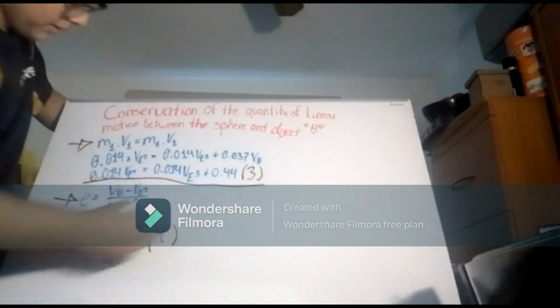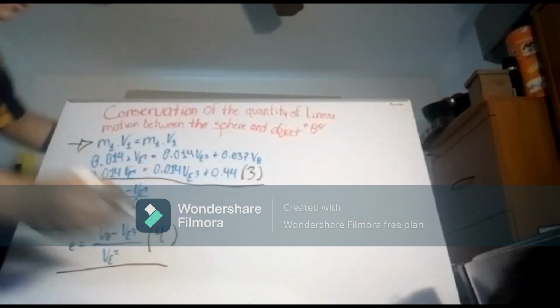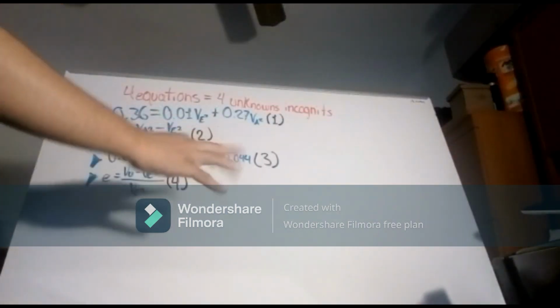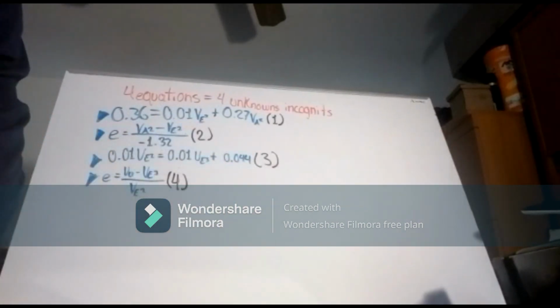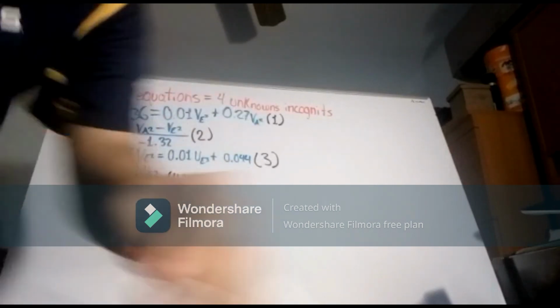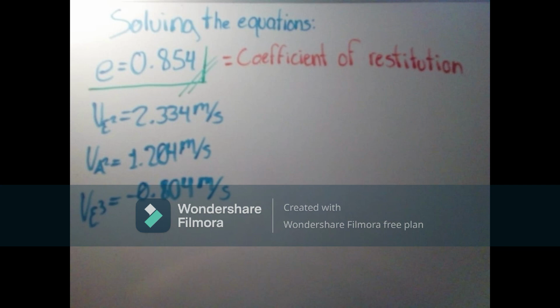We get this by doing substitution. The last step is four equations for four unknowns. So we join all the equations and we solve them. Solving the equations, we have that e equals 0.85, vB2 equals 2.33, vA2 equals 1.20, vB3 equals 0.80.